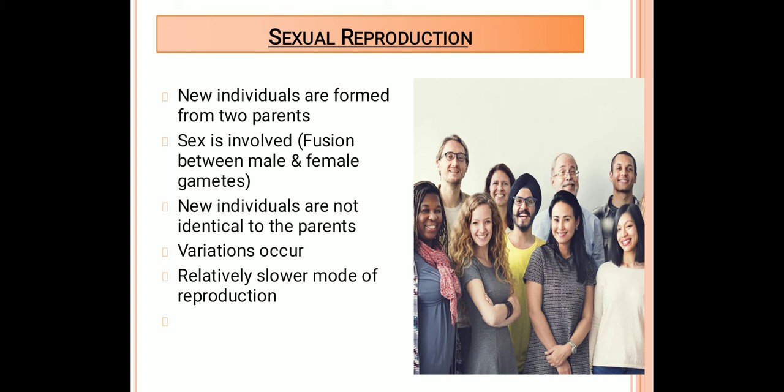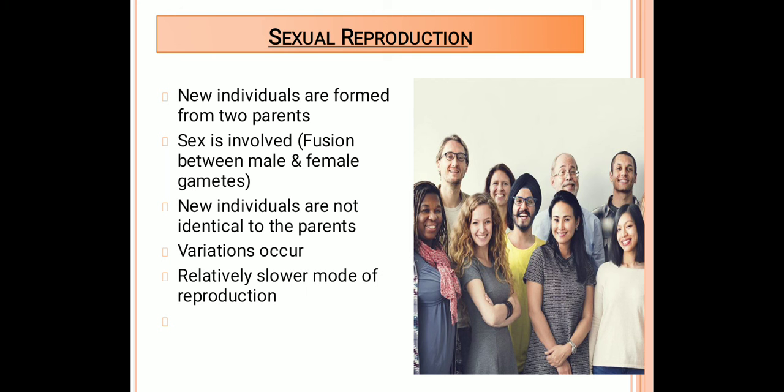We already discussed asexual reproduction. Asexual reproduction means that without the involvement of sex, the organism produces a new individual or offspring. There is no involvement of sex there, but in sexual reproduction there is an involvement of sex, with the fusion of male and female gametes. The new individuals are not identical to the parents.